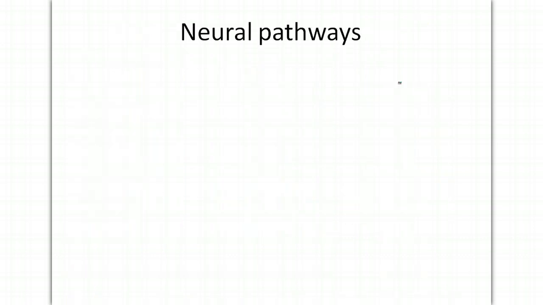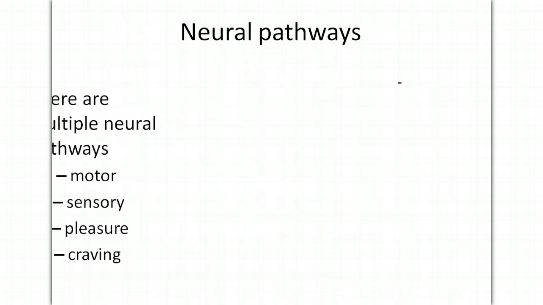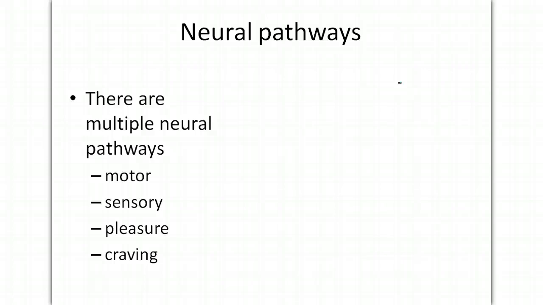Okay. All right, so neural pathways. Right, there's multiple neural pathways. Right, we've talked about motor and sensory, and what's the more official term for that? That's right, efferent and afferent. And we have also some that are very dedicated to, for instance, pleasure and craving and things like that.